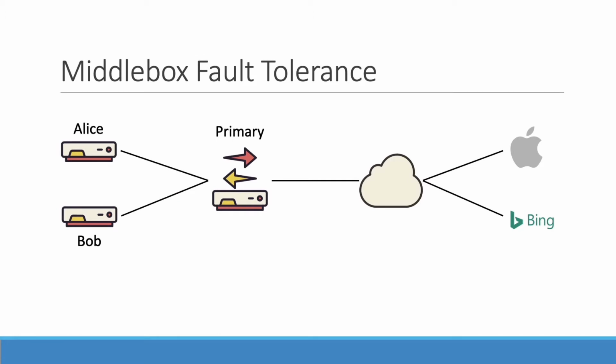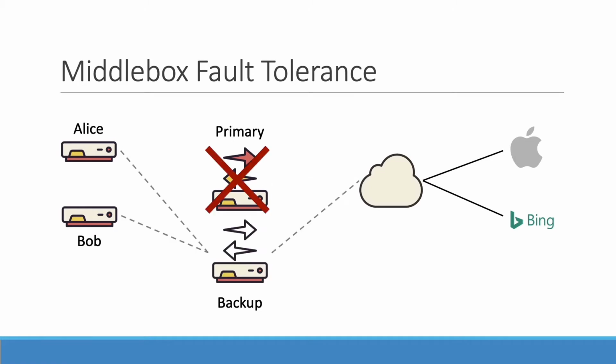Their basic idea is to have a backup instance so that upon failure, the traffic is redirected to this instance. In this example, upon the failure of the primary NAT, the traffic is redirected to the backup NAT.